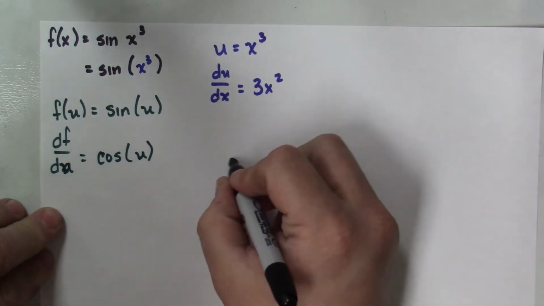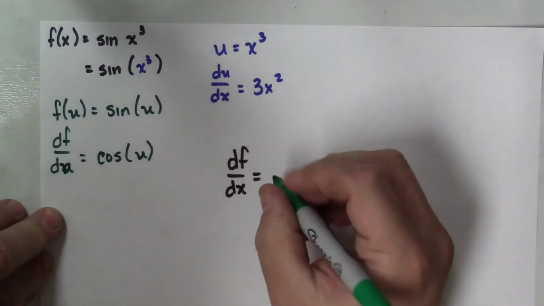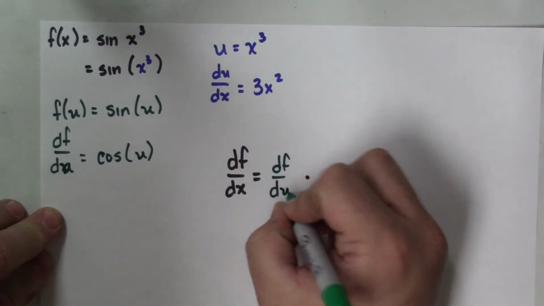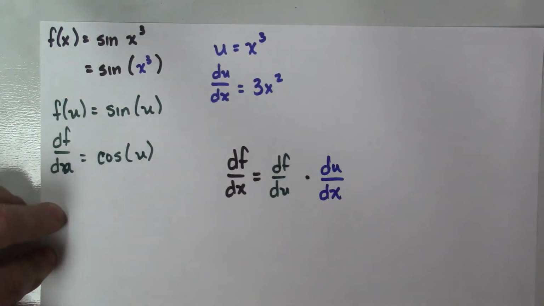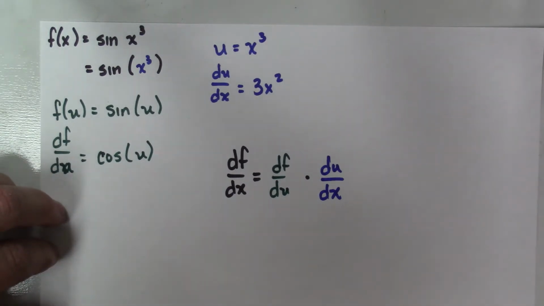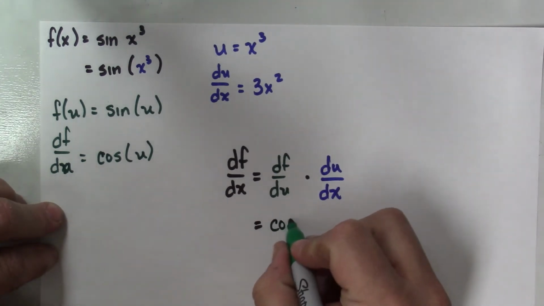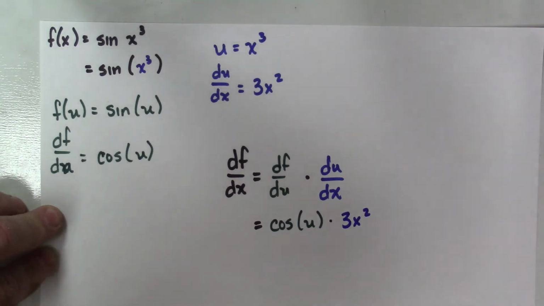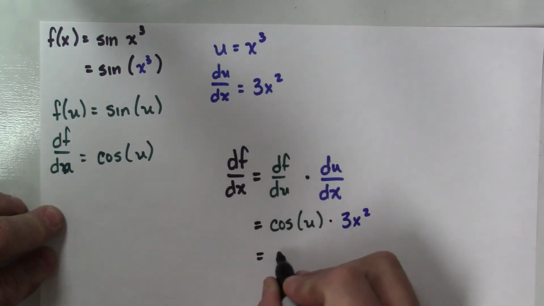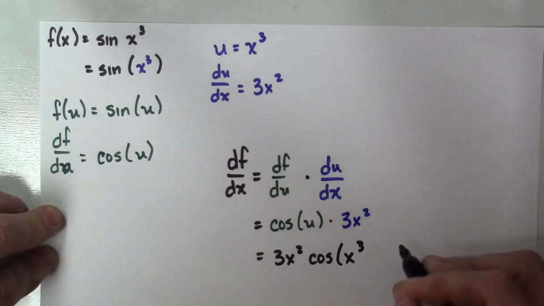Now, just like before, by the chain rule, df dx is df du times du dx, and substituting back in, df du is cos u, du dx is 3x squared, and putting that all together, 3x squared times cosine of x cubed.